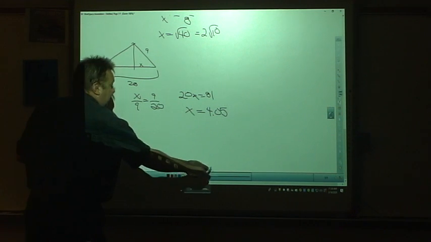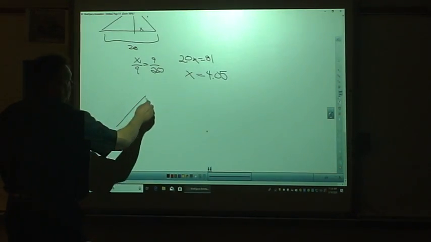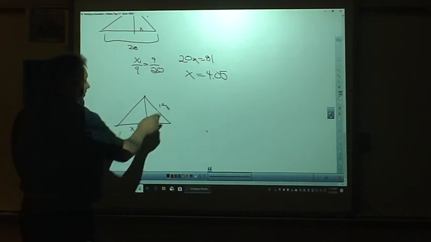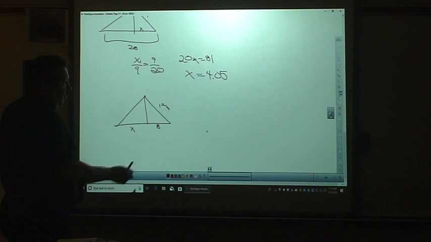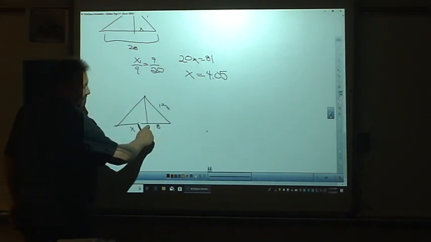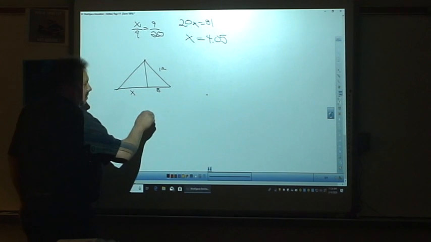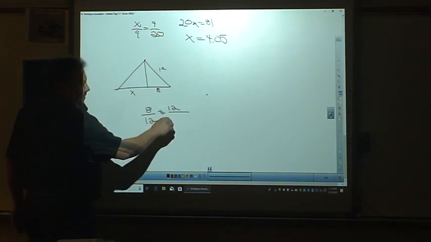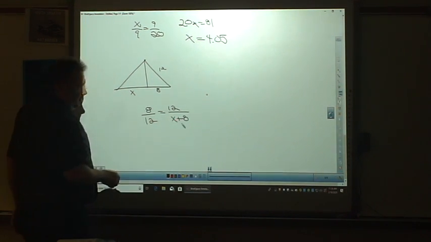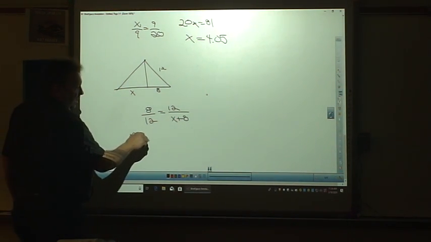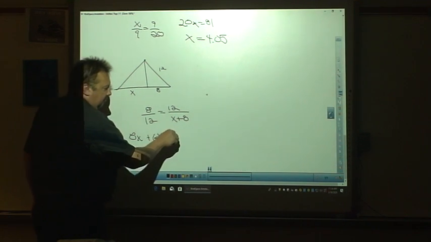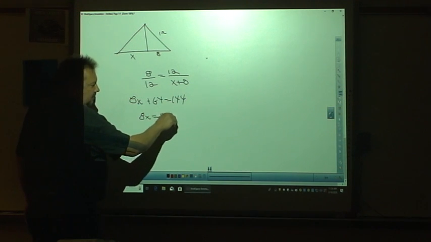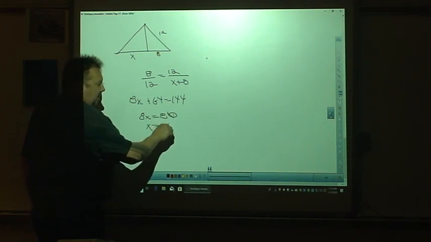For number 19, it's a little bit more difficult, but not bad. We have 8 here, we have x here, we have 12. So I know the leg is the geometric mean between this part and the whole part. So I'm going to do 8 over 12 equals 12 over the whole hypotenuse x plus 8. Cross multiply to get 8x plus 64 equals 144. 8x equals 80. X equals 10.